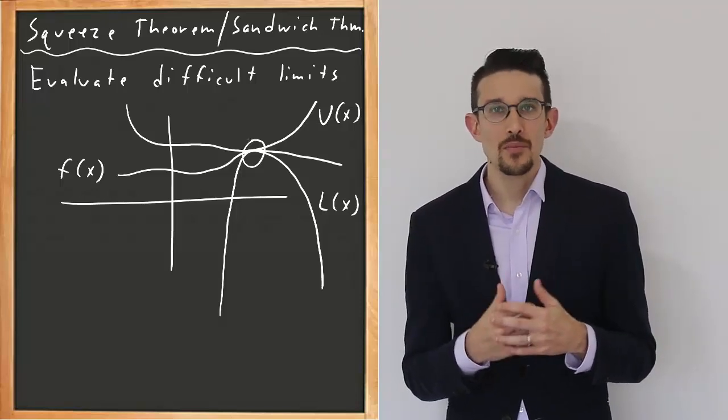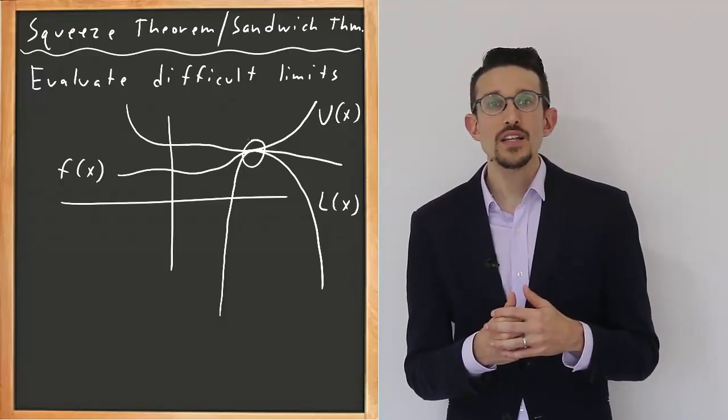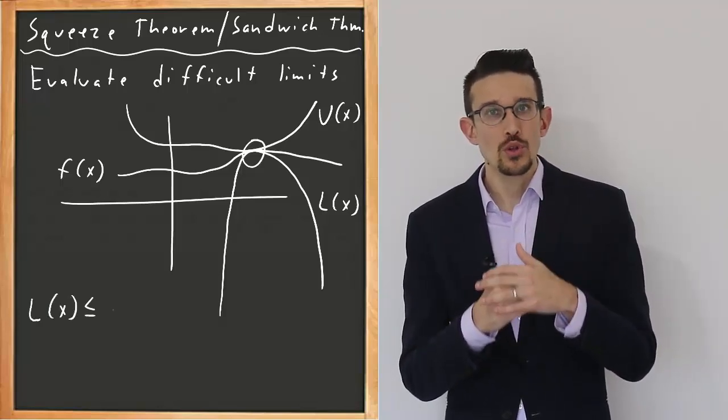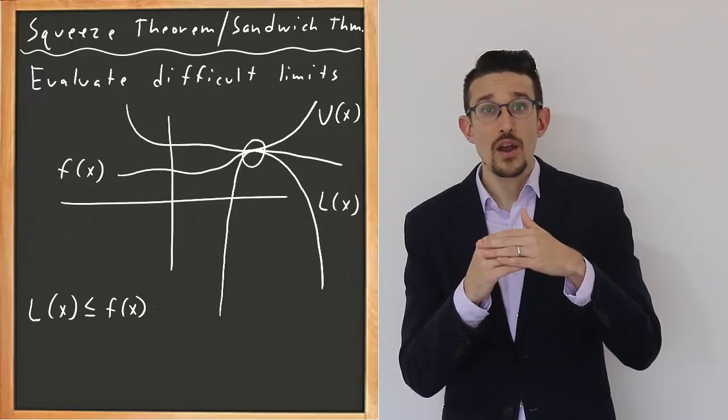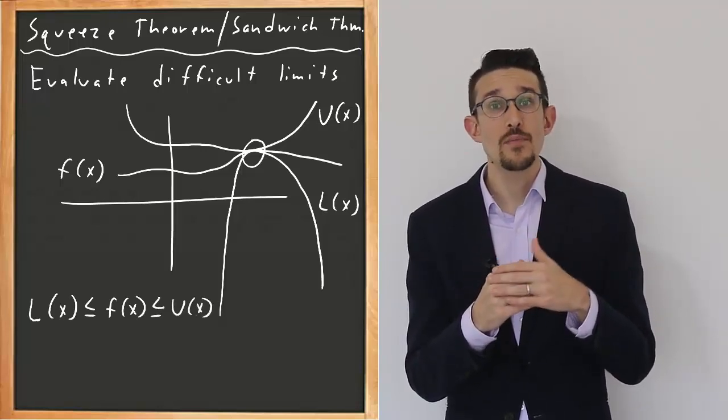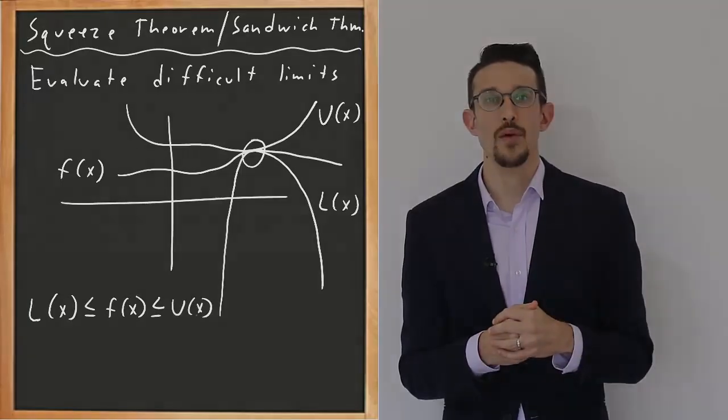Instead of dealing with the complicated function we were given, we're taking these other two functions and showing that at the critical point we're looking for, they come together and are equal. And since they have the same limit at that point, and our other function is in the middle, it must also have the same limit.